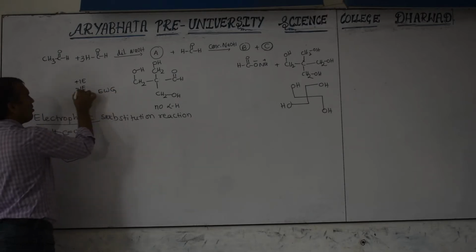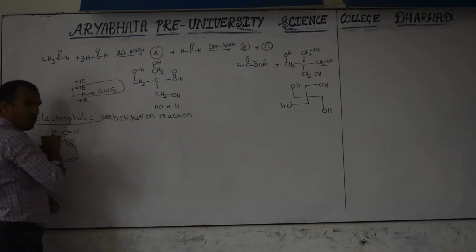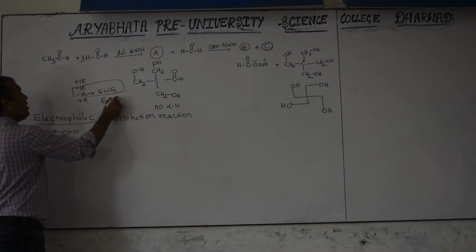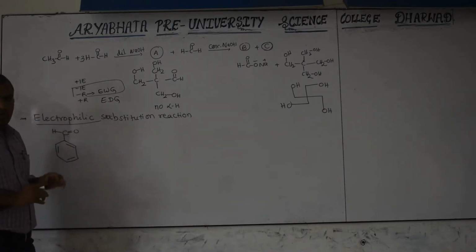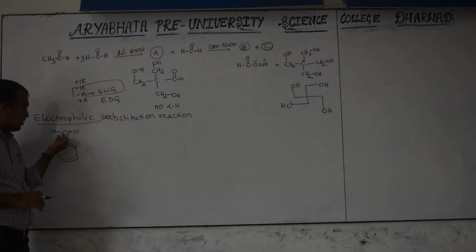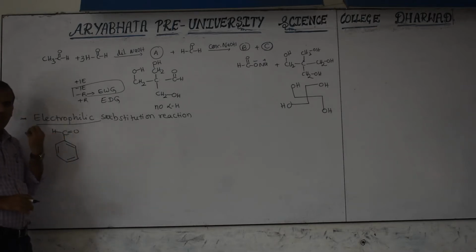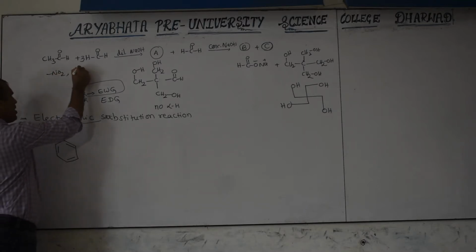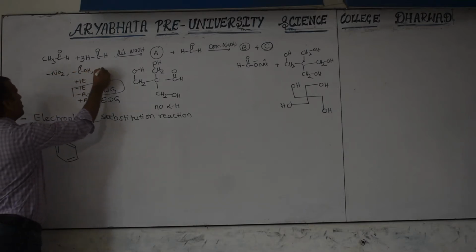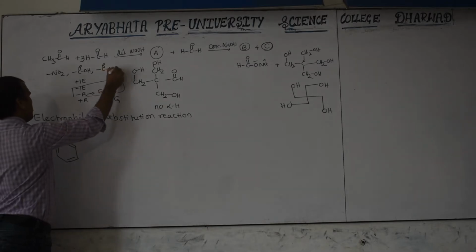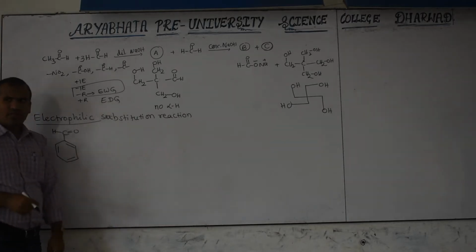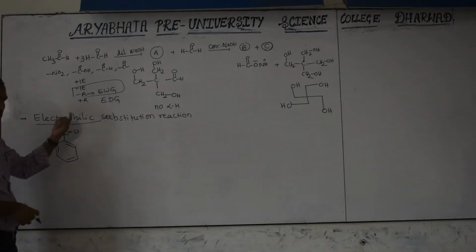These are electron withdrawing groups. Minus means that. Plus means what? Electron donor group, EDG. Okay. So this aldehyde group is an electron withdrawing group. Which ones are electron withdrawing? Some examples I will give here: NO2 is an electron withdrawing group, carboxylic acid is electron withdrawing, aldehyde is electron withdrawing, and ketone is electron withdrawing, like so many others. Once you revise your first year concept, then you will know the resonance.